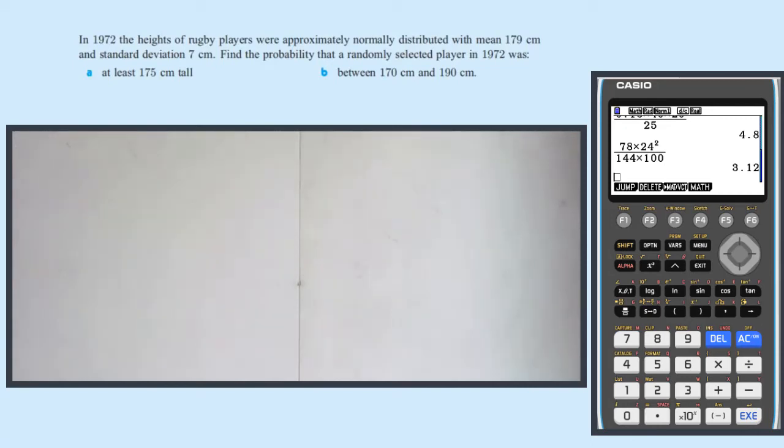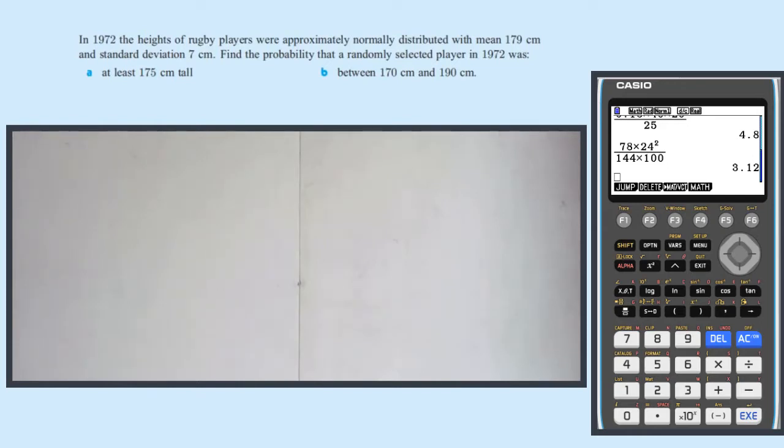In 1972, the heights of rugby players were approximately normally distributed with a mean of 179 centimeters and a standard deviation of 7 centimeters. Find the probability that a randomly selected player in 1972 was A, at least 175 centimeters tall, and B, between 170 and 190 centimeters tall. So this is just kind of a worded normal distribution problem.